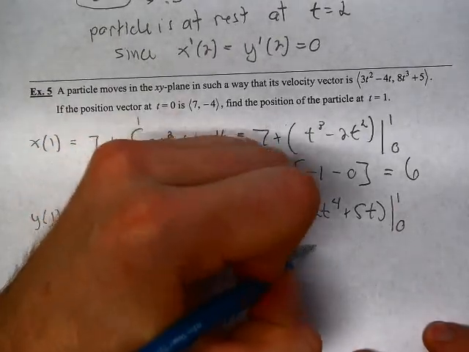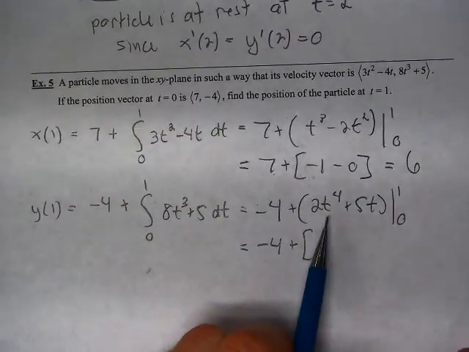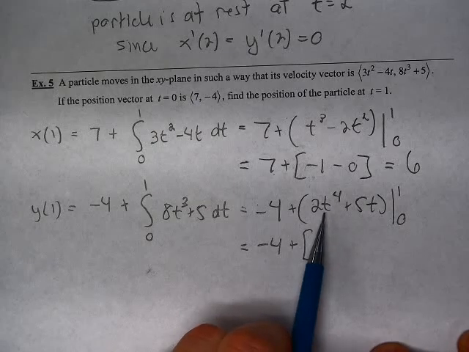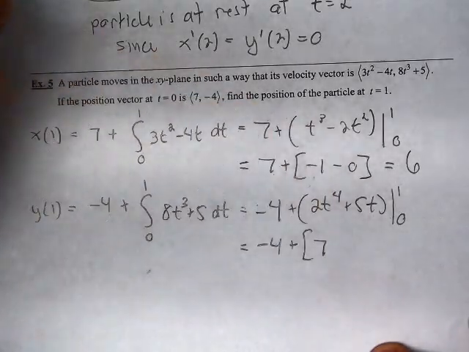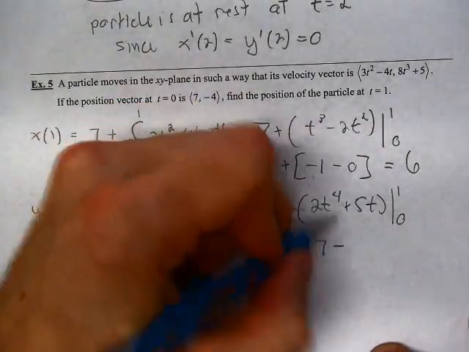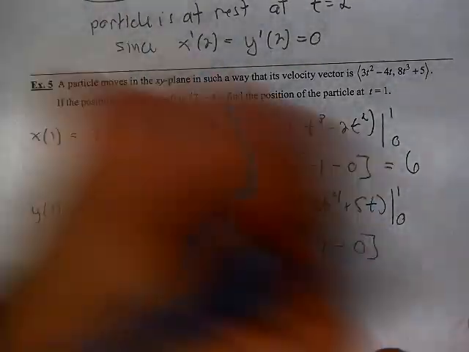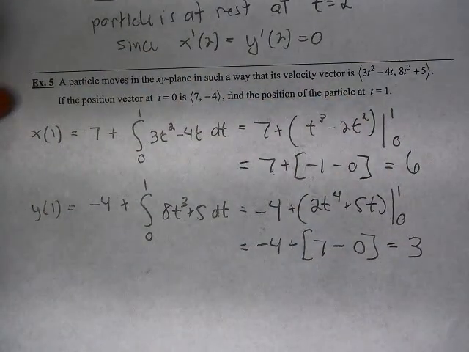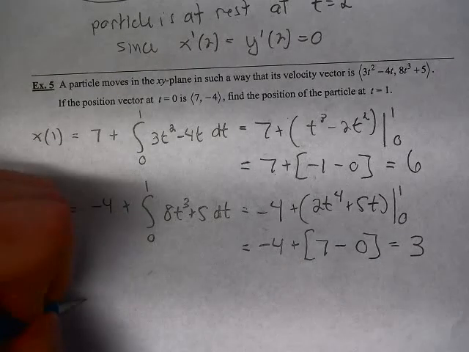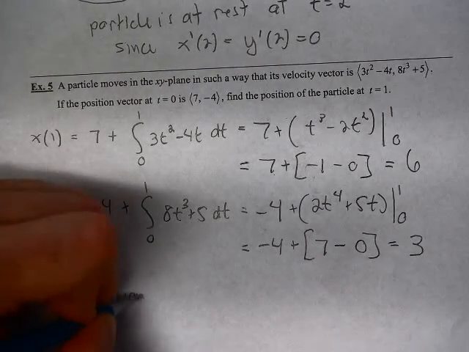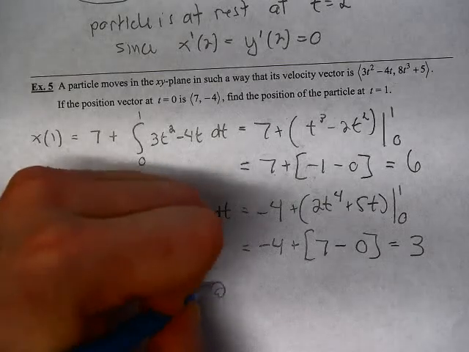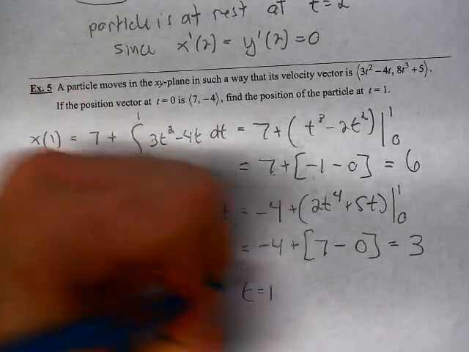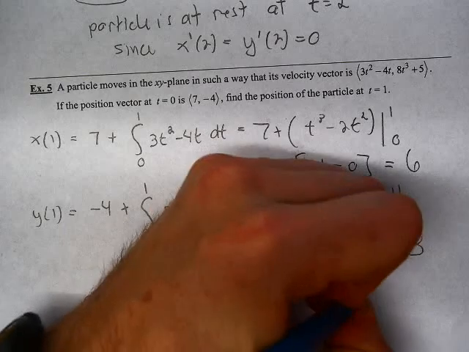So that's negative 4 plus, let's see what we get here. We're going to get 2 plus 5 is 7, minus 0 plus 0 is 0. So it looks like that's negative 4 plus 7. We get 3 from that. So the position vector at t equals 1 is (6, 3).